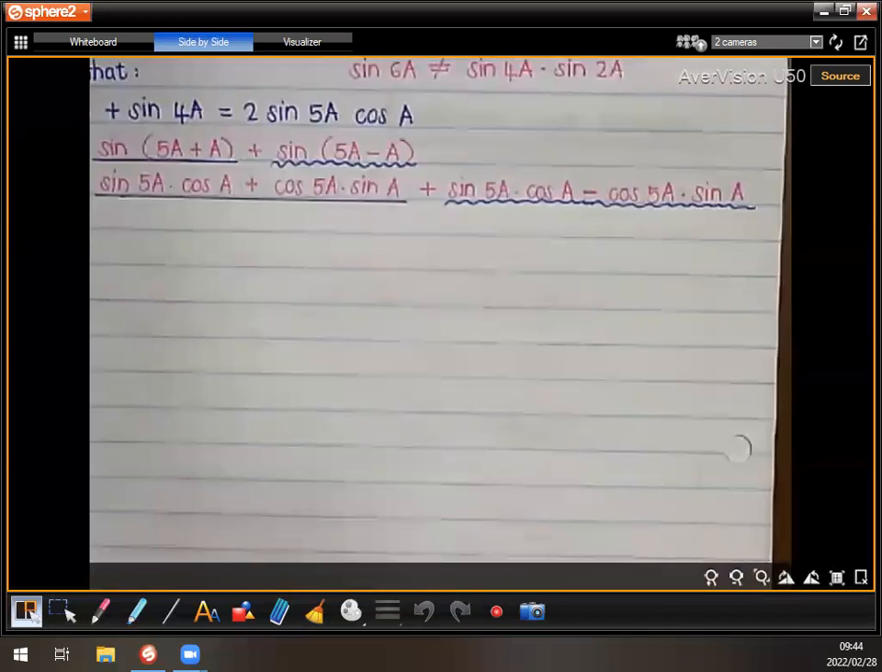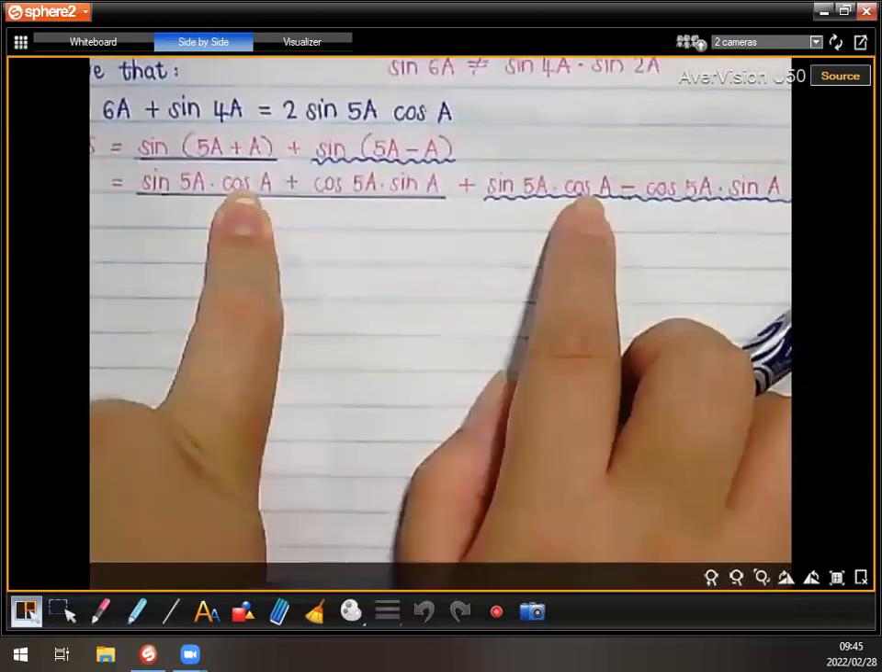So now plus for the second one, I'm also going to put this in on this page. Now we have sine 5a minus a. It's again a sine expansion. So we're going to say sine of the first angle times cos of the second angle. Right? Because there's a minus in the brackets, we put a minus in the expansion. Then we're going to say cos of the first angle, so cos of 5a times sine of the second angle. So now this is equal to this.